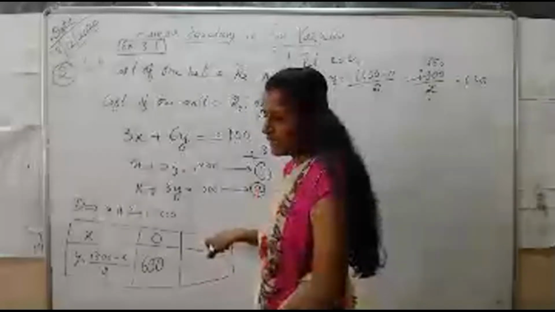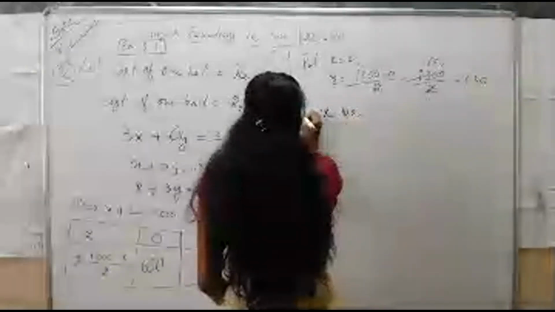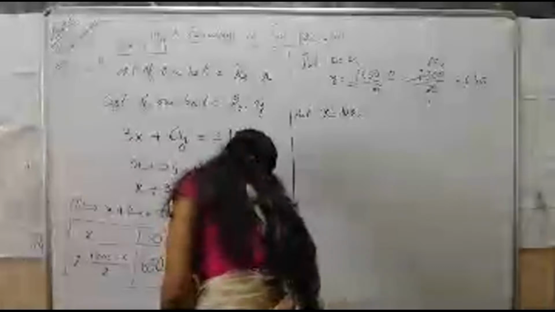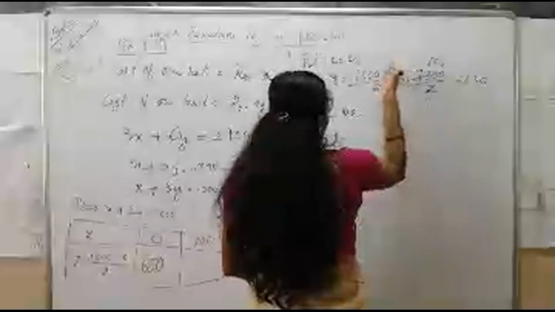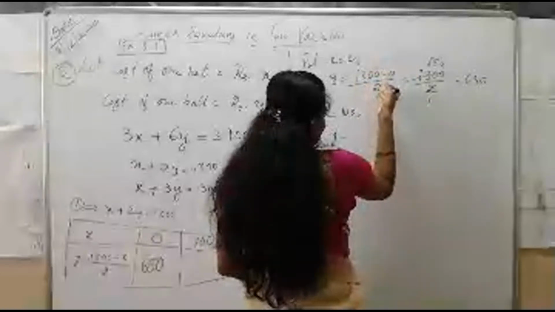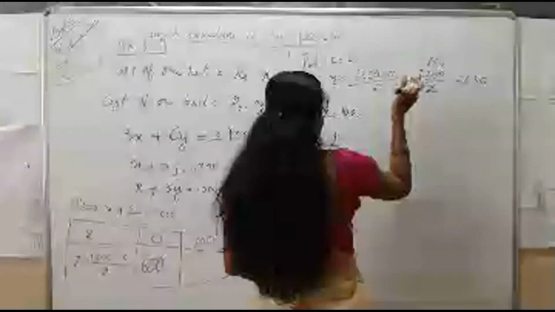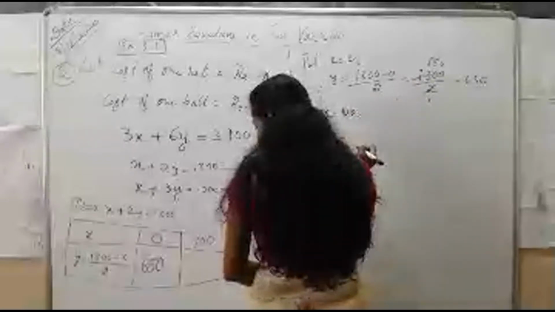Next, what will you take the value here to get a whole number? Put x is equal to 100. How much? To get a whole number. If you want, you can take 10, 20, 30, 50, 60. I am taking 100 only to get a whole number. Why? Because see, if you take some 50 here, 1300 minus 50 is 1250, divided by 2, it doesn't divide completely with 2. That's why I am taking 100.